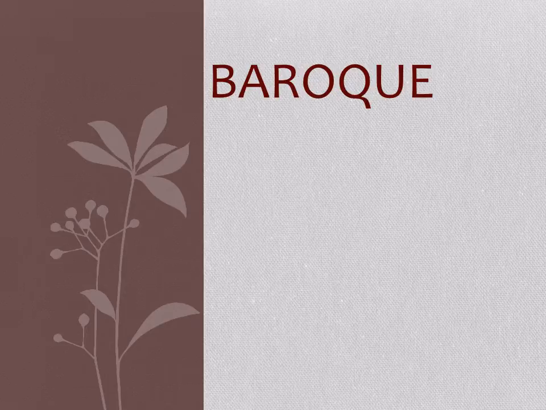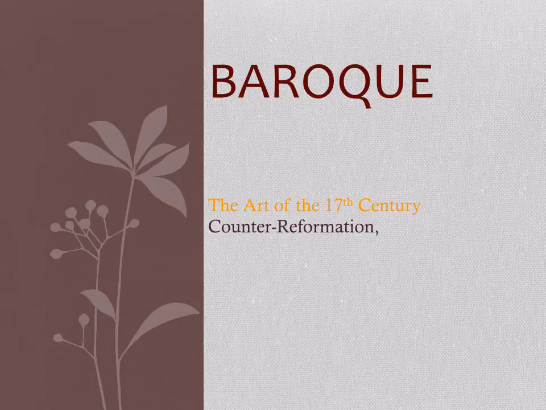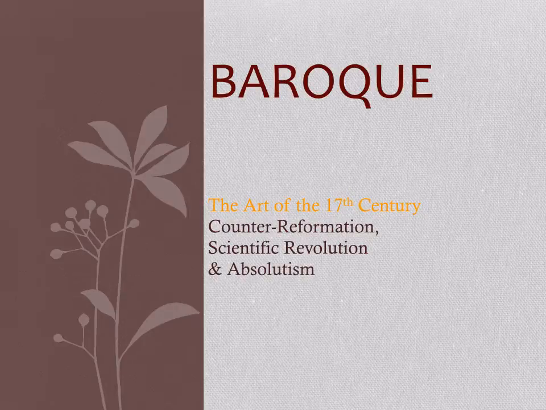Okay, so this is the mammoth slideshow for Baroque and Rococo art, layered in with a whole bunch of other stuff about the 17th and the 18th century. Baroque art, in particular, is the art of the 17th century. It's the art of the Counter-Reformation, the art of the Scientific Revolution, and of Absolutism. So when we say Baroque is connected to these great movements of the 17th century, what do we mean?